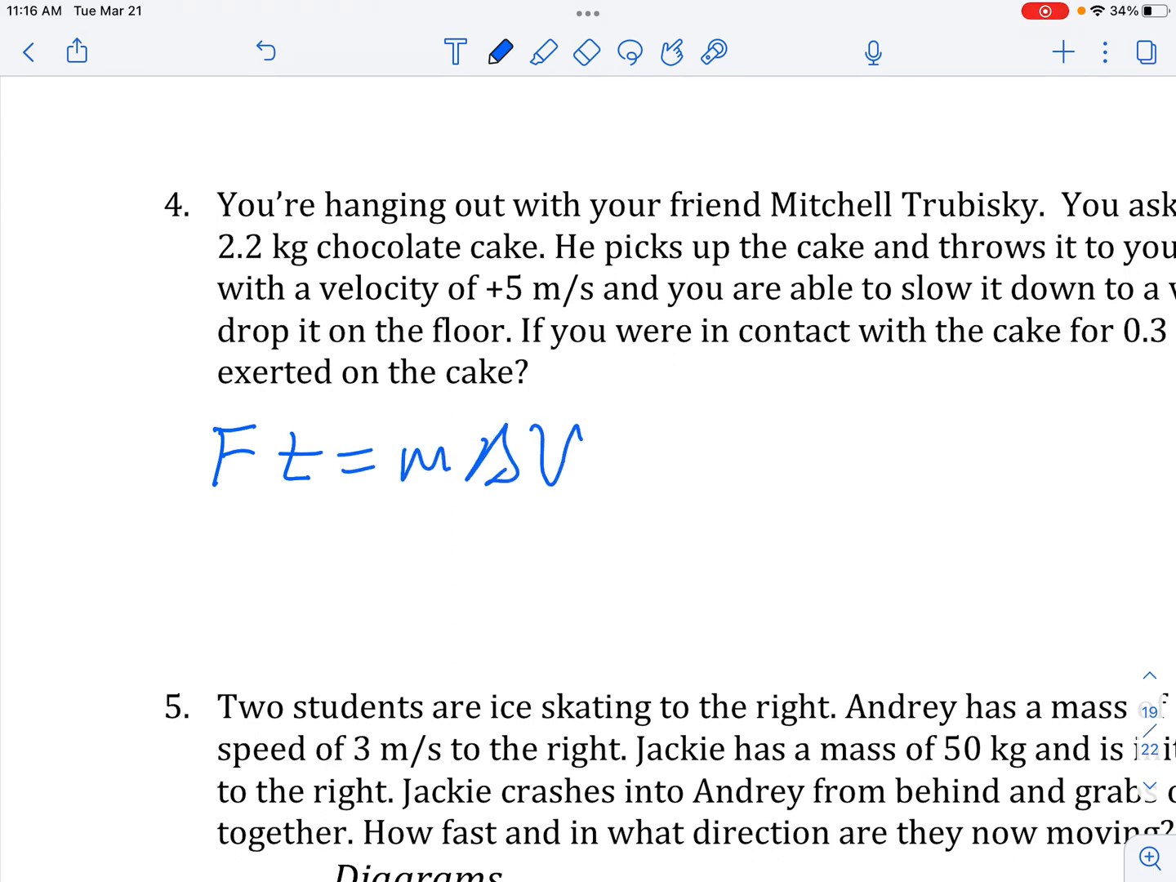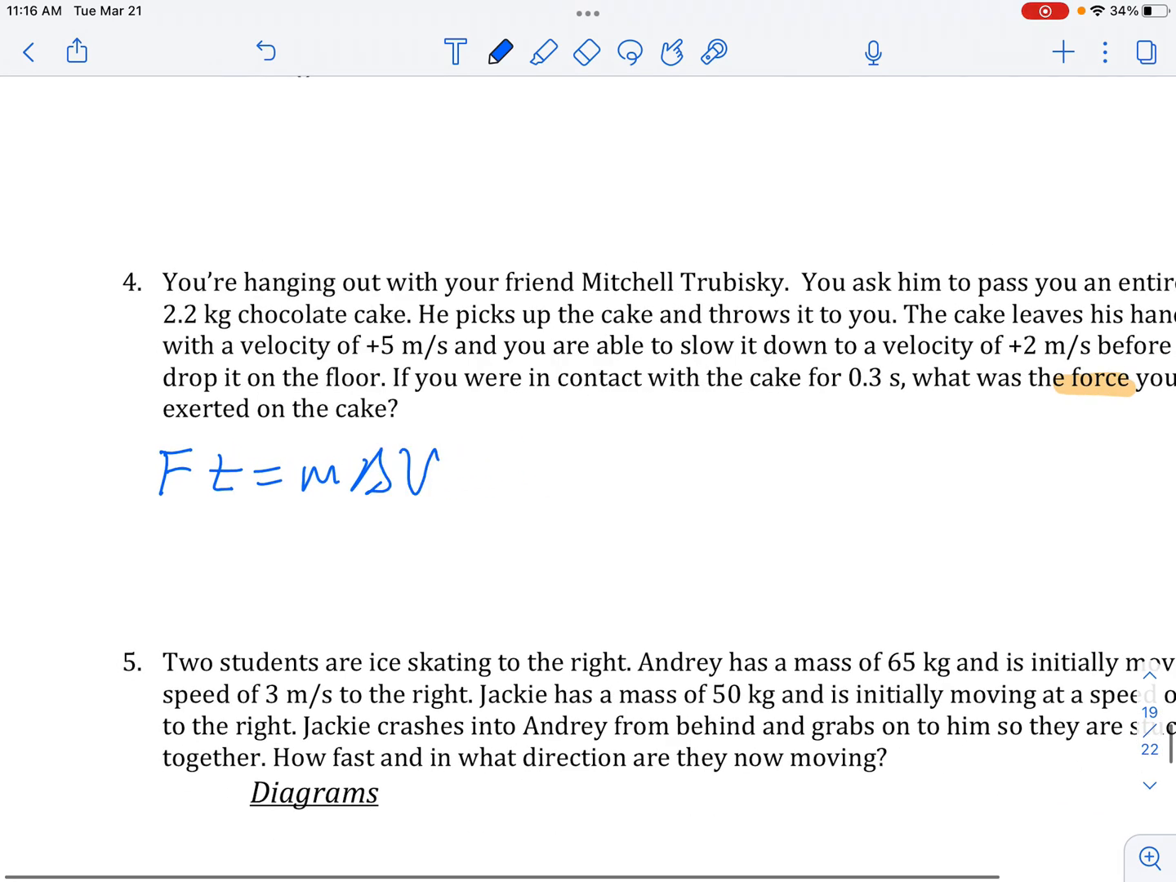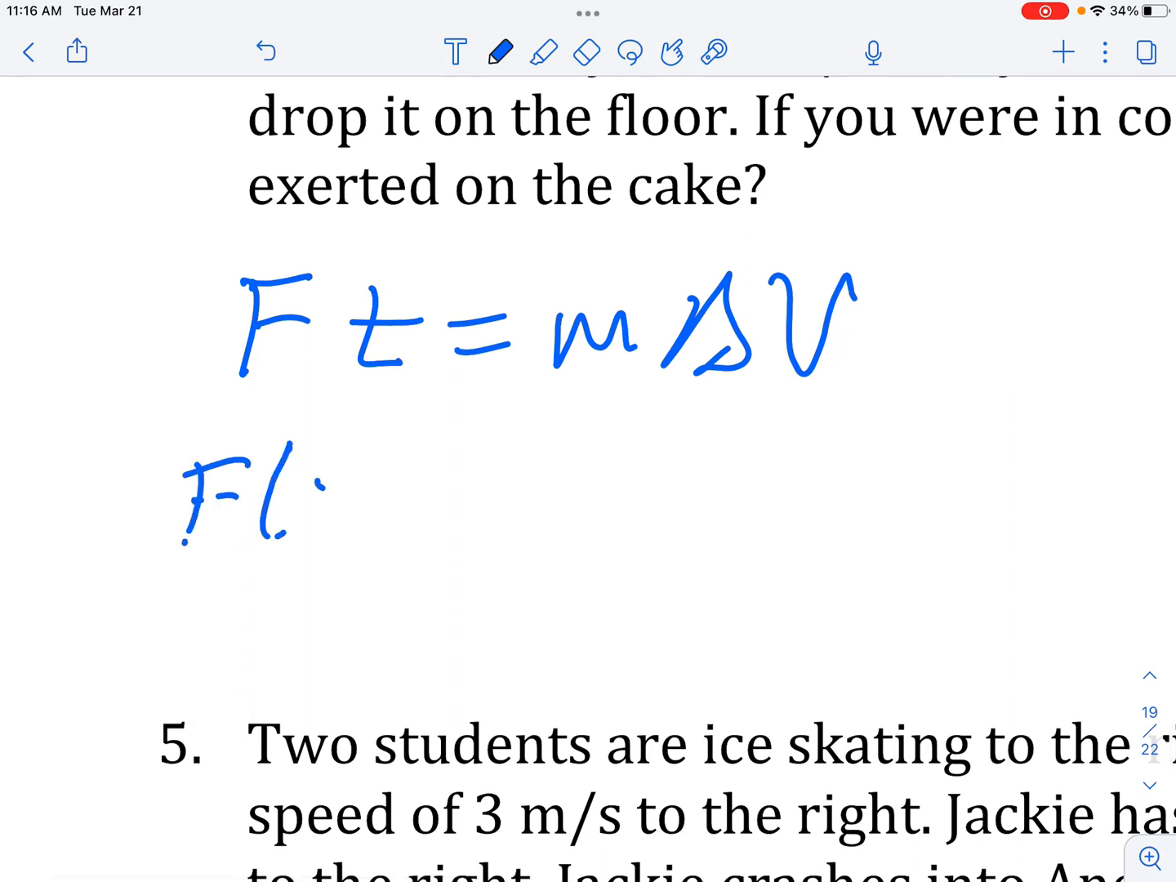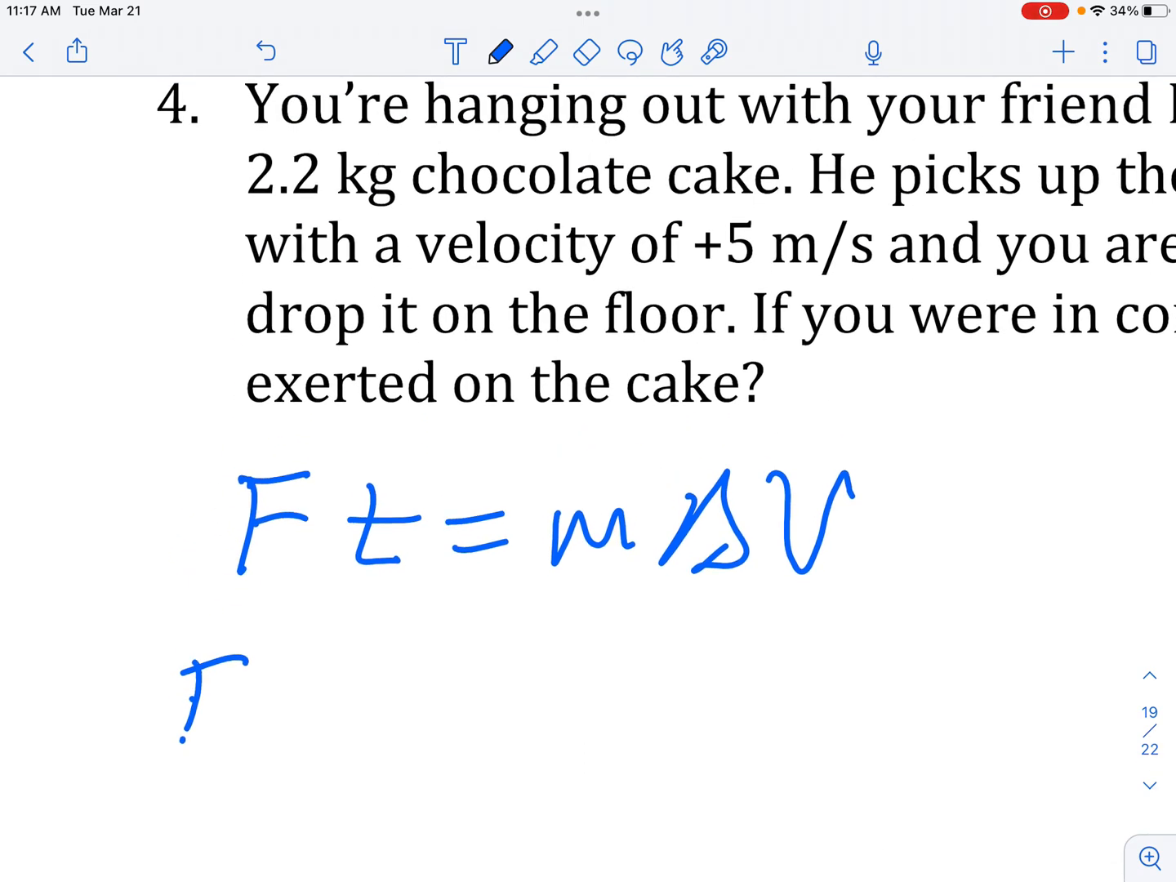Let's start plugging in our values. The force is what we're looking for, so that's our question mark. The time is 0.3 seconds, so force times 0.3 equals, the mass is 2.2. Oh, my pen just died. Maybe we're good now.